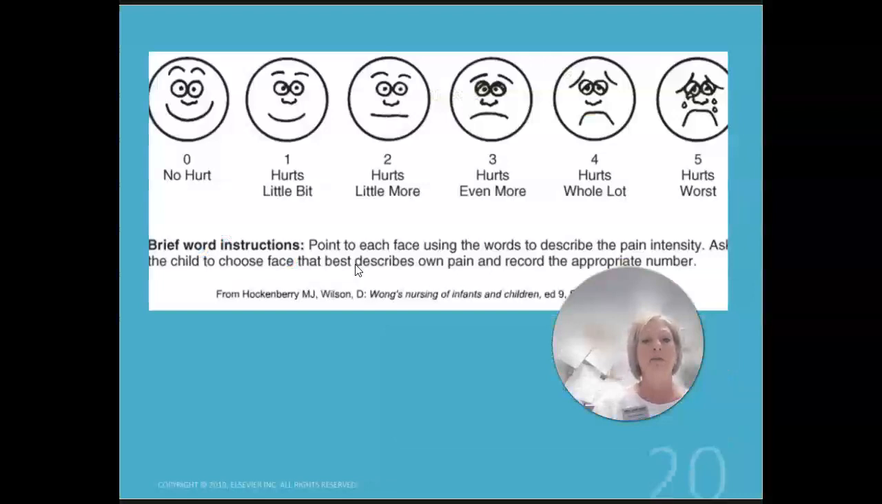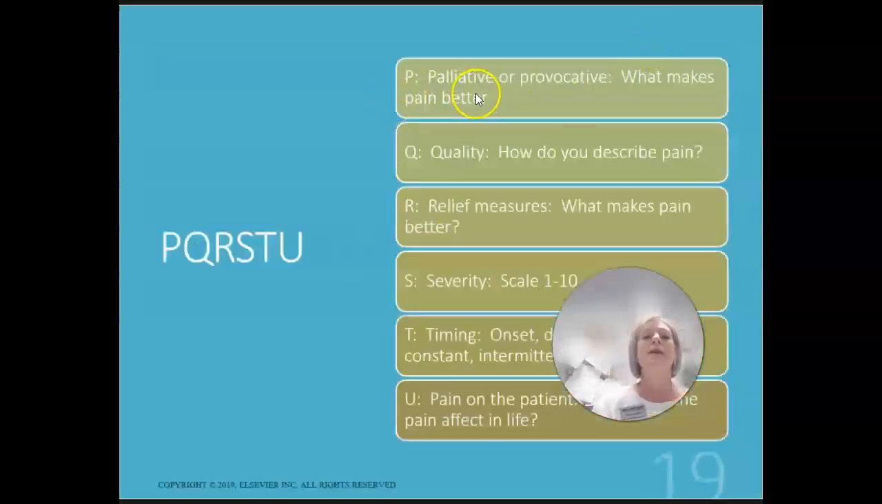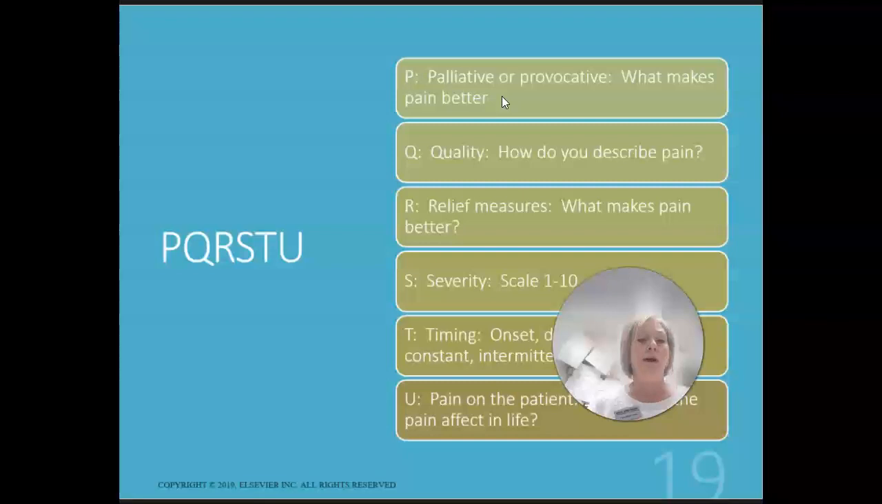So thinking of our PQRST. So P, palliative or provocative. So what makes it better and what makes it worse. Palliative is what makes it better. Provocative is what makes it worse. So that can be your P. And then your Q is, how do you describe the pain? Tell me what that pain feels like. Is it the pins and needles? Is it the throbby, achy pain? Is it nociceptive or is it neuropathic? So know the difference. Relief measures: what makes the pain better?